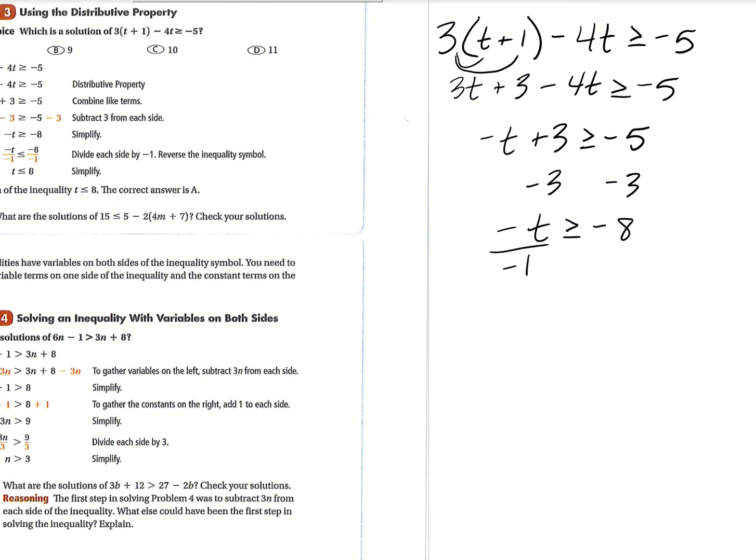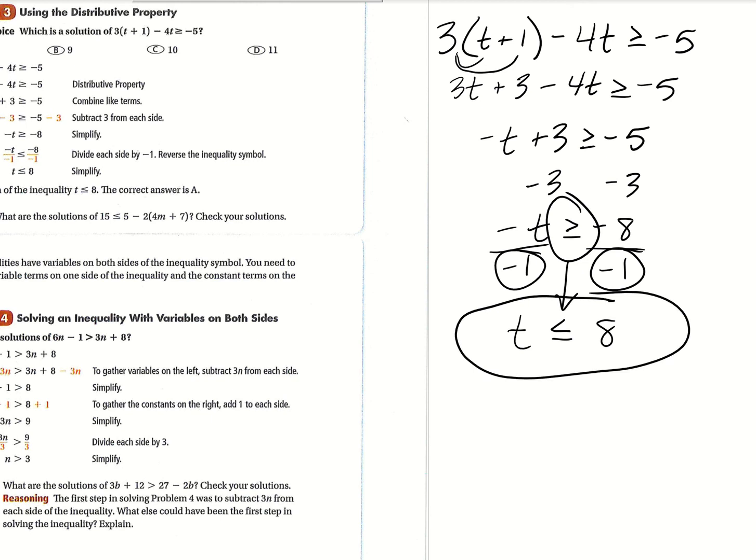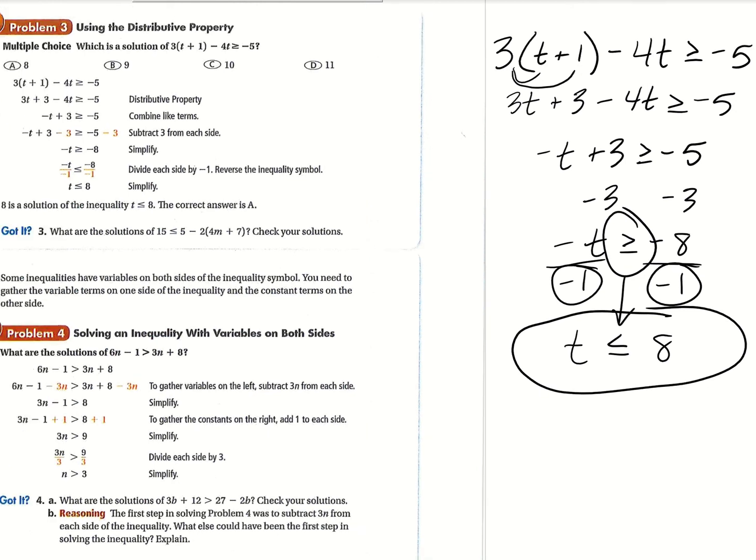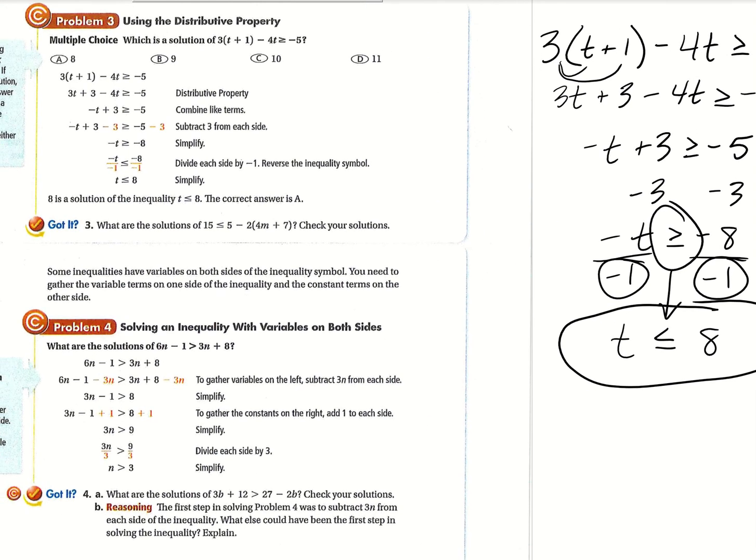All right, and finally, I need to divide both sides by -1 in order to isolate the t. Don't forget, when you do that, you're dividing by -1, so you have to flip that sign, because we're dividing by a negative here. And then -8 divided by -1 is going to give you 8. So we should end up with t is less than or equal to +8. That's what they got over here. So we must have done all right. Okay, and I want you guys, again, to go ahead and do Got It problem number 3.